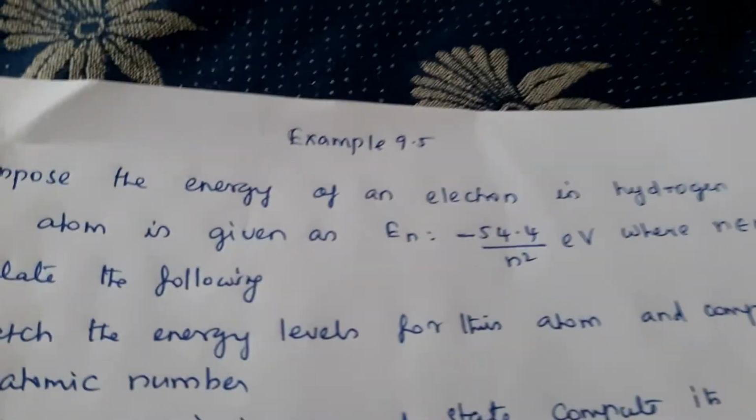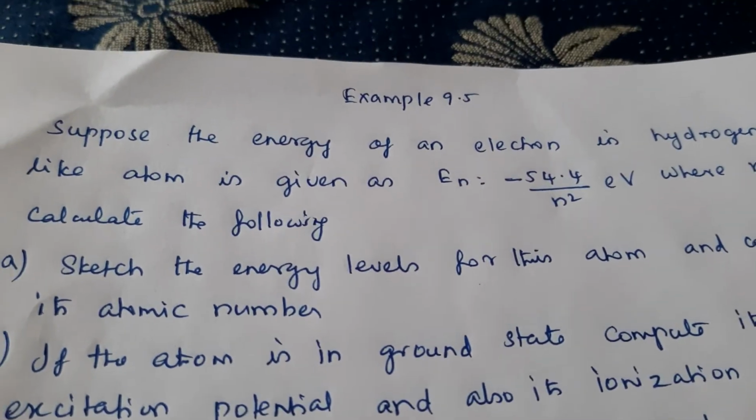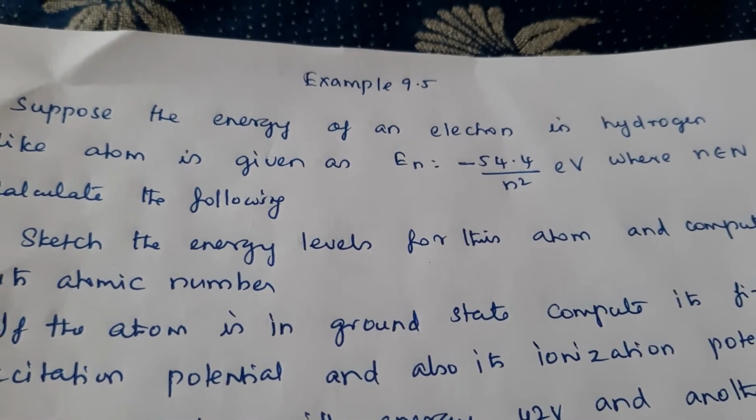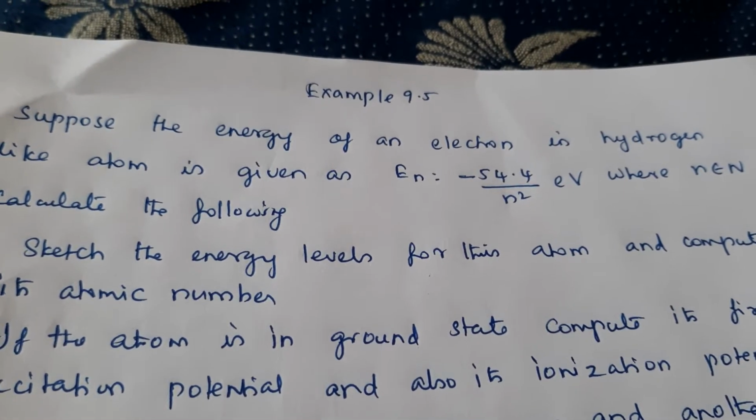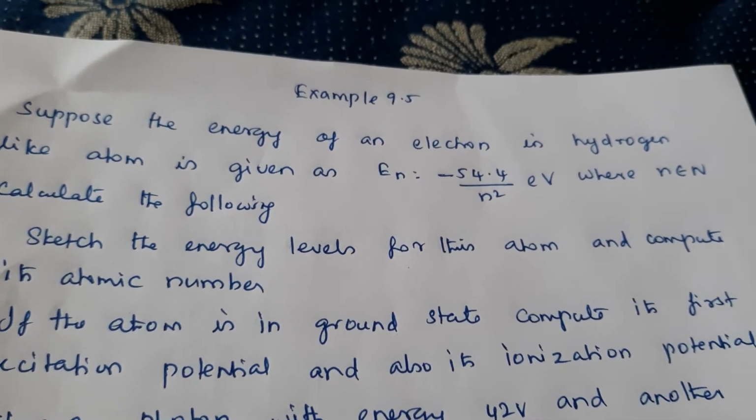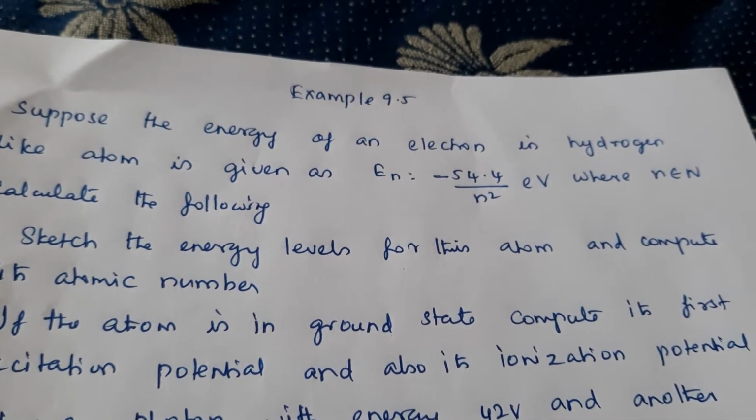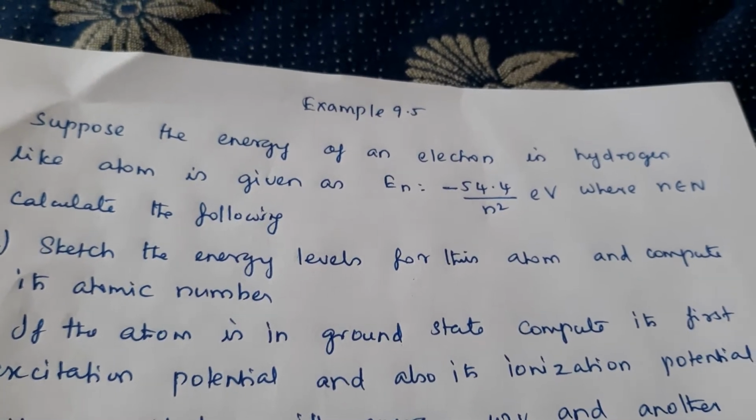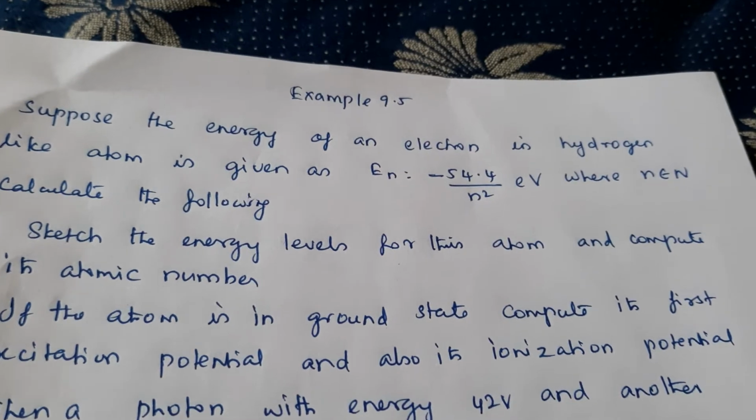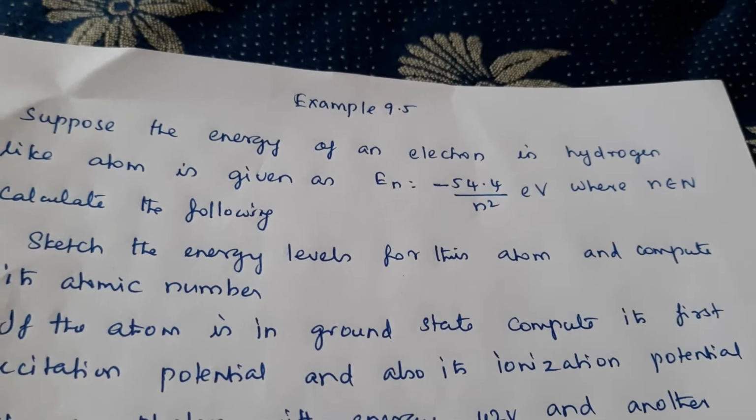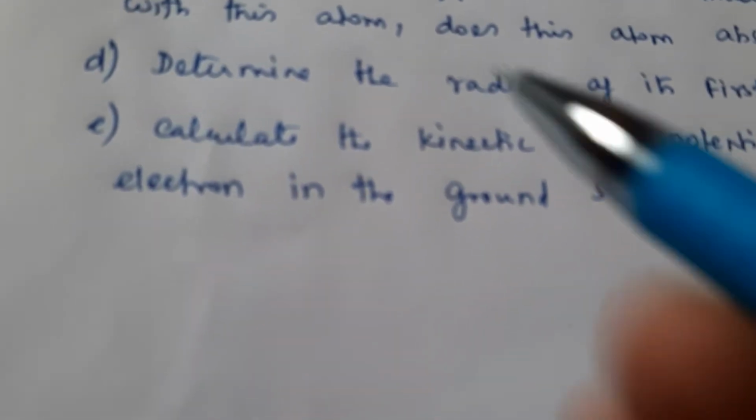Now we'll go one by one. What is given is the energy: En = -54.4/n² electron volt. First we have to find the energy levels and the energy of those levels, and sketch them. Using that we have to compute the atomic number. Now we'll go for the first part.